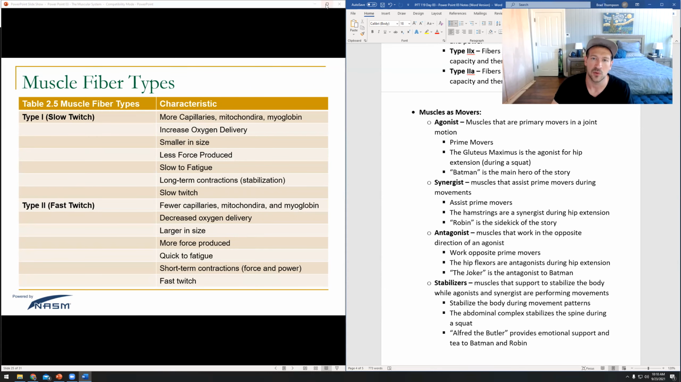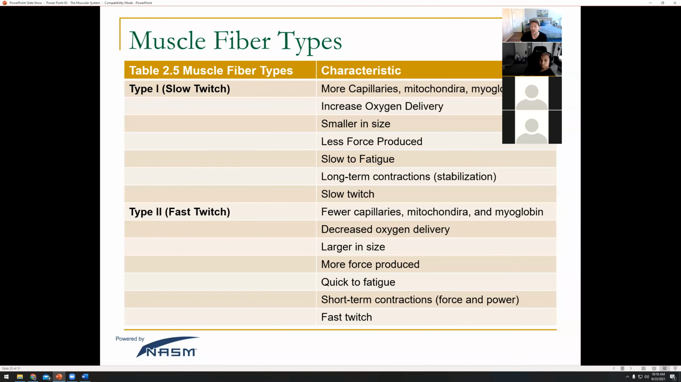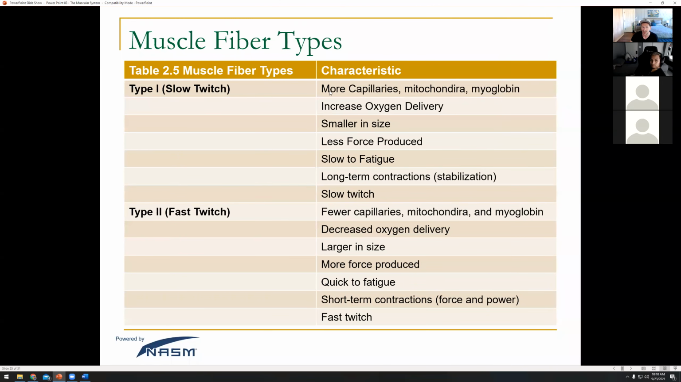So when we look at these defining characteristics, you can see they literally look and act different. Type 1: more capillaries, more mitochondria, more myoglobin, all the things that produce aerobic energy. Whereas type 2: less capillaries, less mitochondria, less myoglobin, not very good at aerobic metabolism. Type 1, increased oxygen delivery. Type 2, decreased oxygen delivery. Type 1, because there's so much oxygen, lactic acid doesn't really sit around that long. Instead, it gets burned up for energy really quickly.